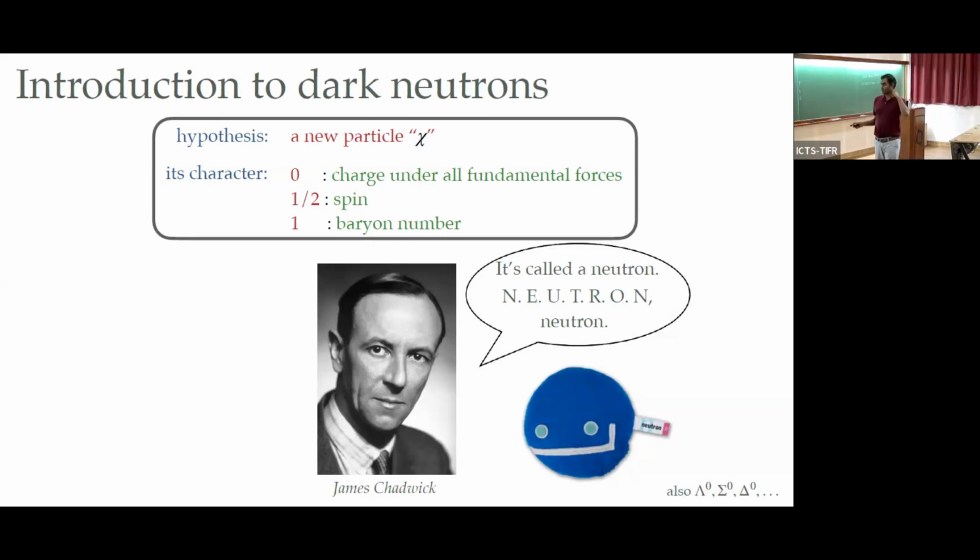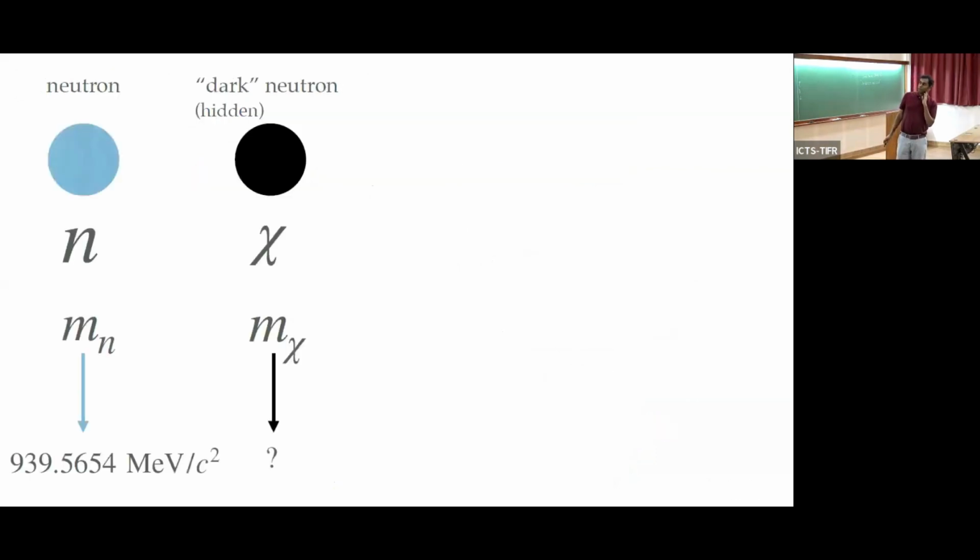Or if you want to play the flavor game, it could also be one of these baryons, the delta baryon, the sigma baryon, and so on. And James Chadwick would not be so wrong because what I have described is sort of a neutron. It's just not the standard neutron. It's a non-standard neutron. I could call it a dark neutron because we've not seen it. Dark in the sense of hidden. And the only difference, literally the only difference at this point between the standard neutron that we know and love and this dark neutron is that we know the mass of the standard neutron, whereas we have no idea what the mass of the dark neutron is.